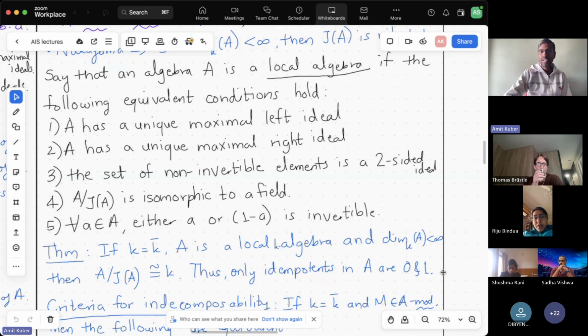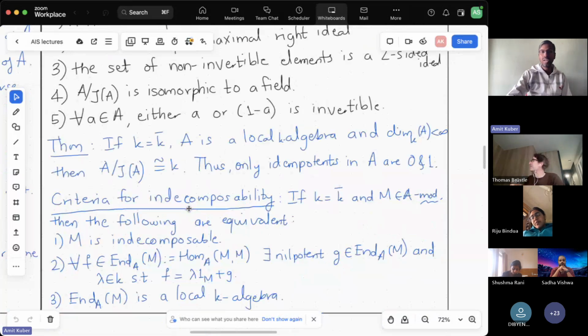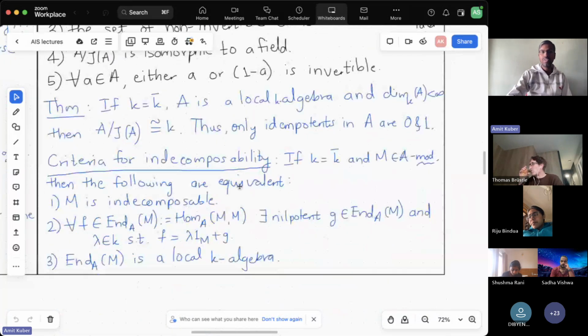And the only idempotents in this case for a finite dimensional algebra are 0 and 1. In fact, if our local algebra happens to be a finite dimensional algebra, then in these 5 equivalent conditions, we can also add one more condition, namely that the only idempotents are the trivial idempotents, namely 0 and 1. Okay, so that we can add over here. And we looked at the criterion for indecomposability, that M is indecomposable if and only if the endomorphism algebra is local.